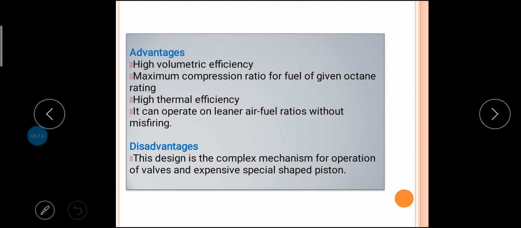What are the main advantages of F-head type combustion chamber? First, high volumetric efficiency, maximum compression ratio for fuel of given octane rating, high thermal efficiency. It can operate on lean air-fuel ratios without misfiring. What are the main disadvantages of F-head type combustion chamber? This design has a complex mechanism for operation of valves and an expensive specially shaped piston.